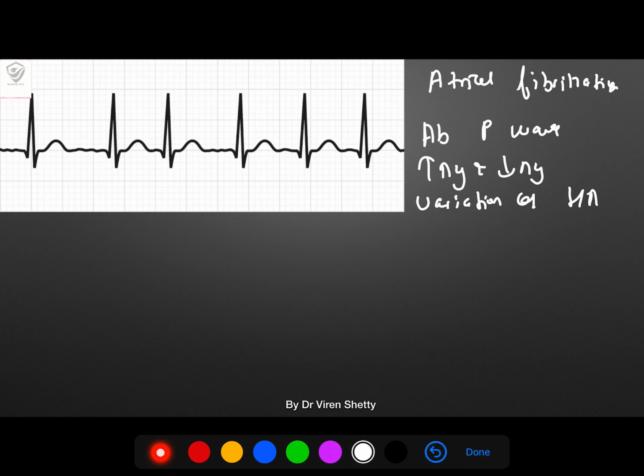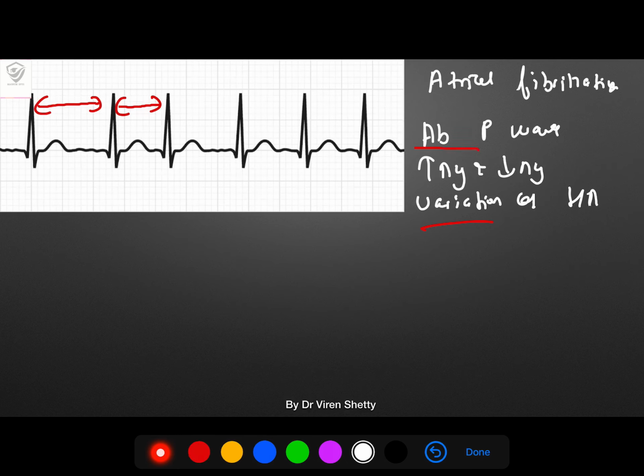So what is the meaning of increasing and decreasing variation of heart rate? That means the heart rate is not stable. So if you see in this ECG, there are 2.5 large squares between the RR interval, then here it is almost 1.5 to almost 2 large squares between the RR interval. So it is a variable, increasing and decreasing heart rate along with absent P wave.